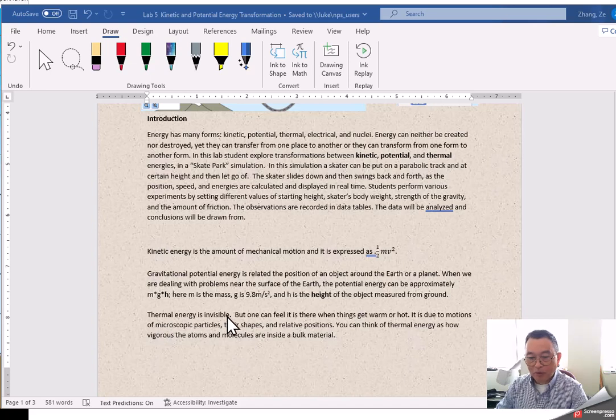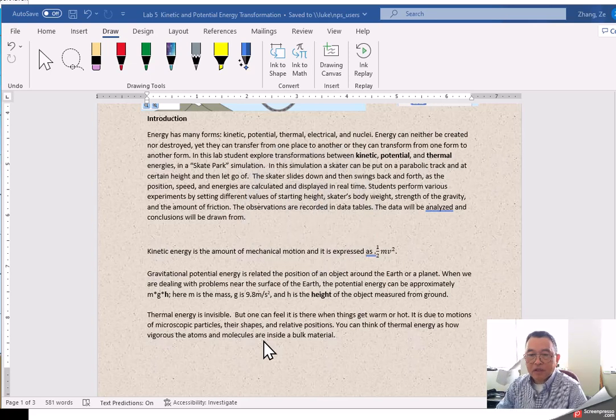Also, thermal energy, we talked about briefly. It is invisible, but one can feel it when something gets hot or warm. It is actually due to the motion of microscopic particles, their shapes, and their relative positions. They are in motion, even though you cannot see. You can think of thermal energy as how vigorously the atoms and molecules are moving inside the bulk material.